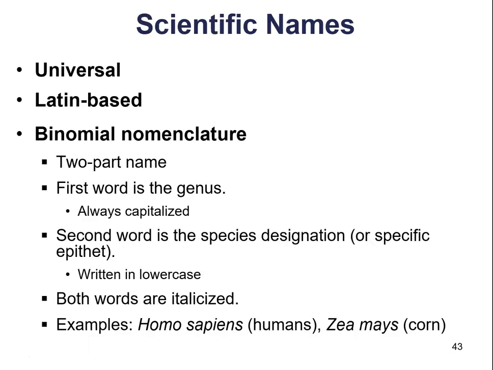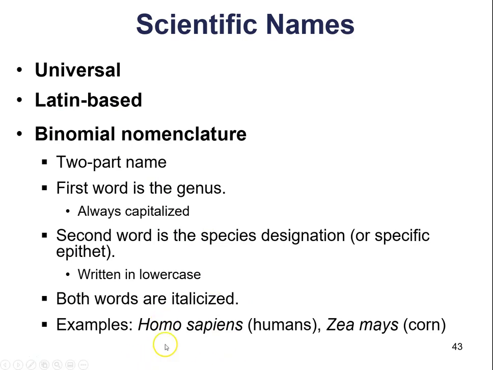All right. In terms of naming, right? If we talk about names of species, okay, the naming that taxonomists use is universal. It's Latin based, and it's something called binomial nomenclature. Okay, a two-part name. So the first word is the genus, right? And it's always capitalized. The second word is the species designation, okay, which is written in lowercase. Okay. Both words are italicized. So this is the proper way, the scientific way, of naming something.